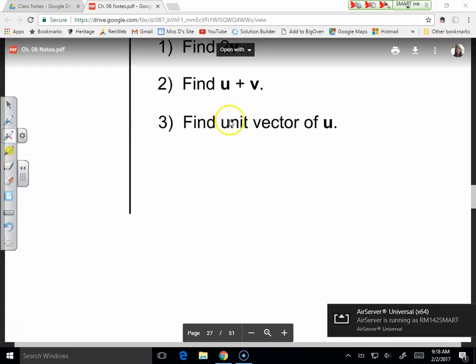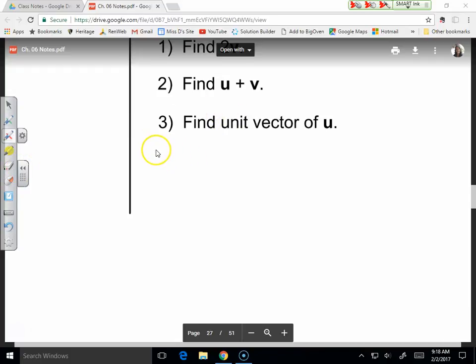Here we go. Unit vector of u. We figured out what vector u is from above, right? What is vector u? Vector u is 1i plus 5j. Then we talked about what the magnitude is of vector u, right? The magnitude of vector u, we did 1 squared plus 5 squared, square rooted. That's just Pythagorean theorem or the distance formula, however you want to think about it. And we ended up with root 26.